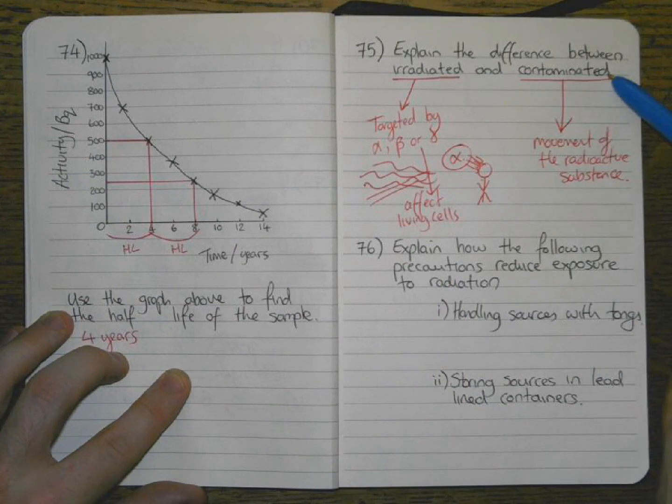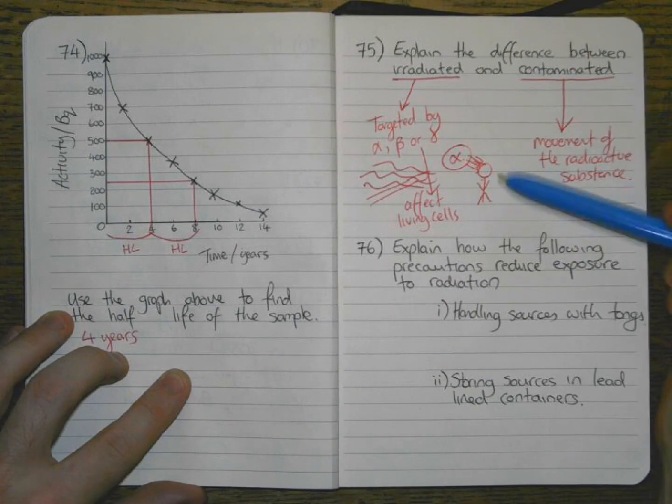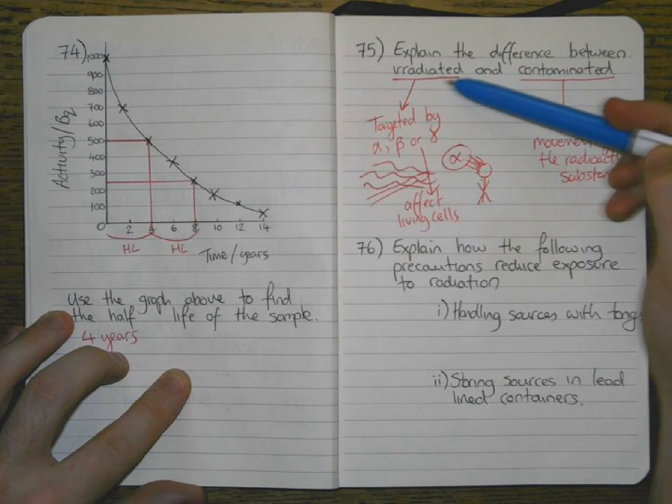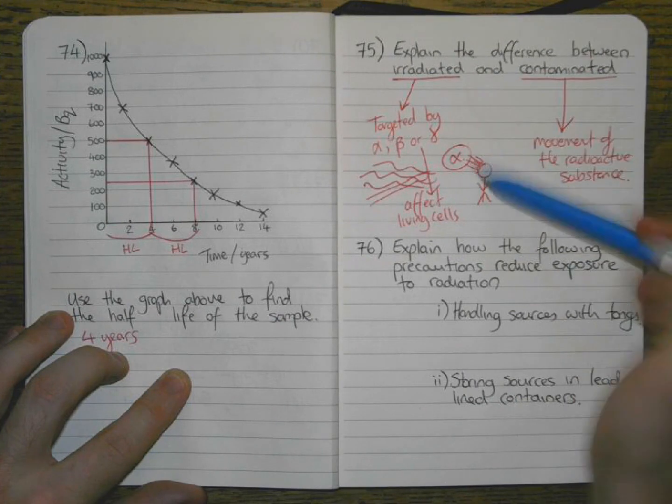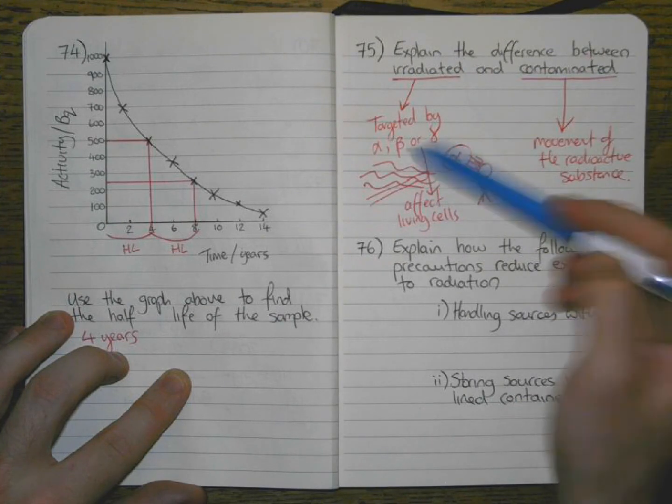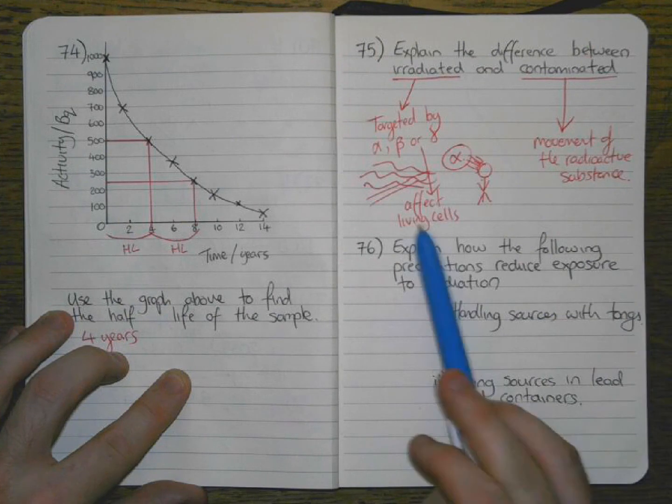If you are contaminated and you leave work, then it's safe to say that you're also being irradiated, because if the contamination is on you, then alpha, beta and gamma may actually be affecting your living cells.